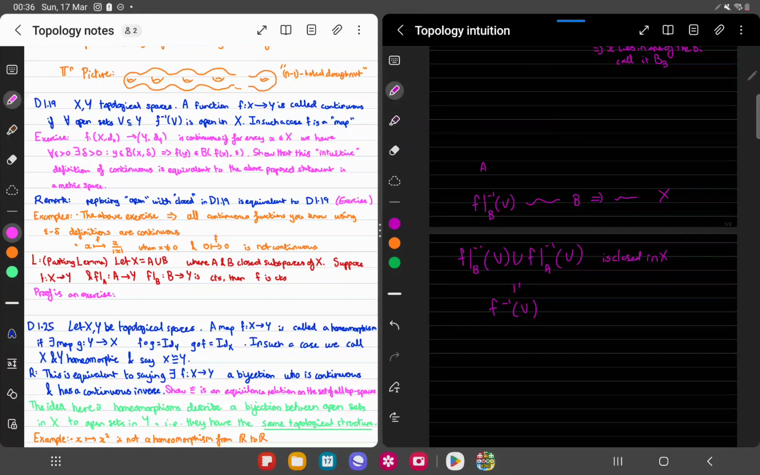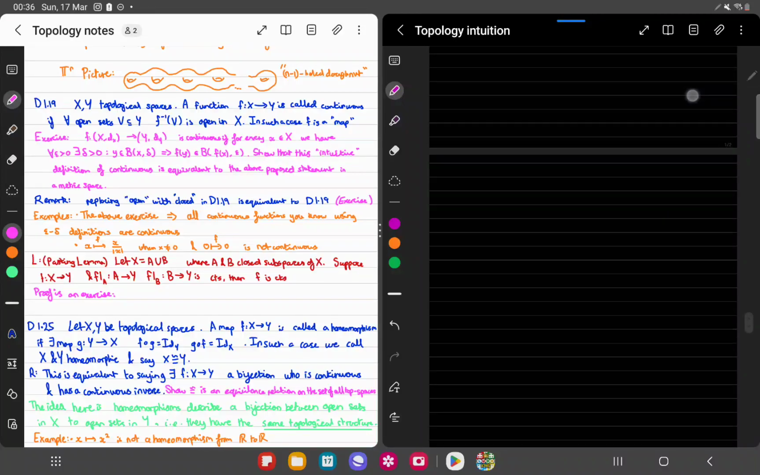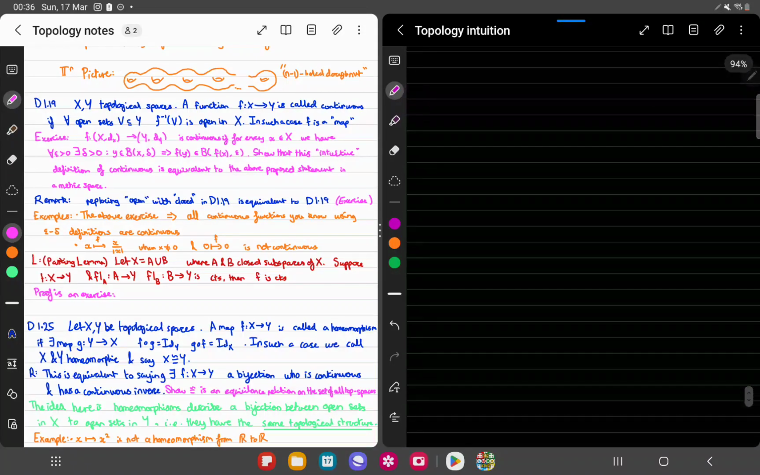I'm hoping this argument's right, or it's at least close to the correct argument. I never really checked it. I'm kind of freestyling. So if I've got it wrong, please feel free to comment and just tell me I'm an idiot.